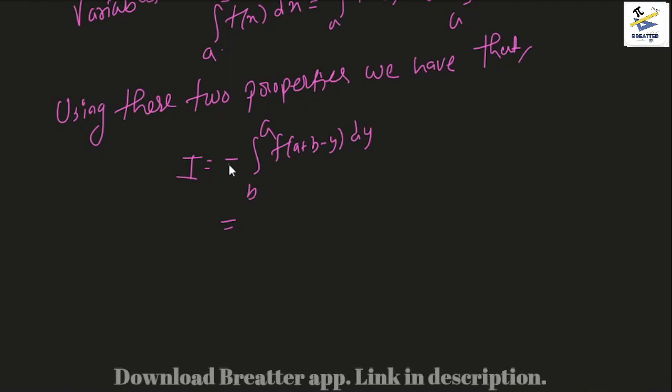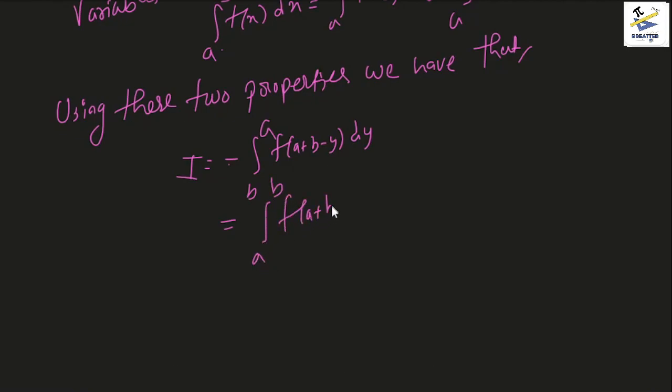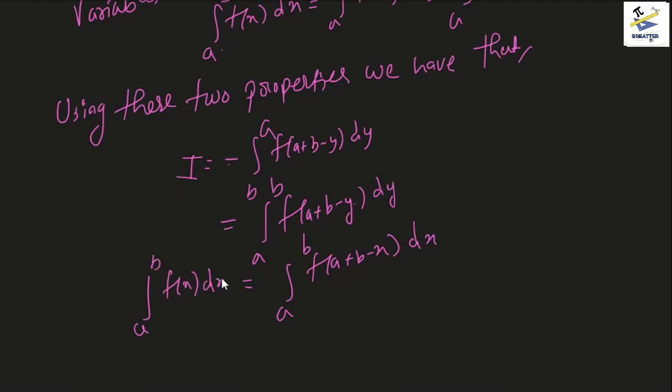But then again, as I said, whenever there is a minus in front of an integral, the limits of integration just get reversed, so it becomes integral from a to b of f of a plus b minus y dy. And you know that definite integrals are independent of variables, so it doesn't matter if you put a y or an x or a z here, because it's completely independent. So you can write it as well as integral of f of a plus b minus x dx, and since I was already given as integral from a to b f of x dx, right?